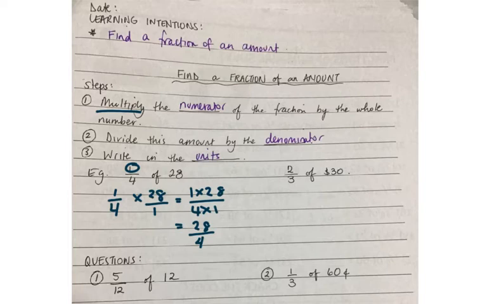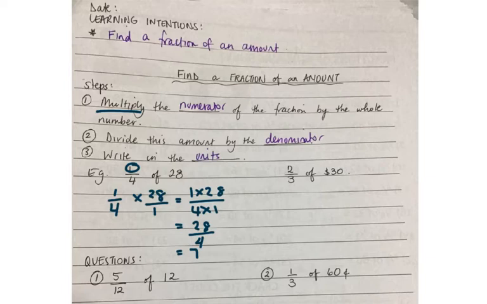And we could simplify that by saying 28 divided by 4 equals 7. So a quarter of 28 is 7. Now there's no units in our question, so we don't need to write them in.